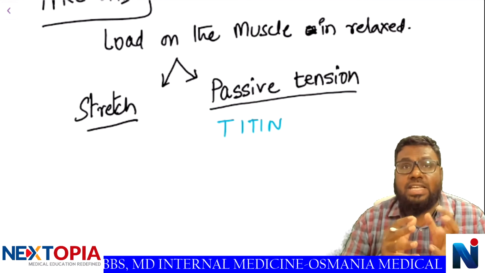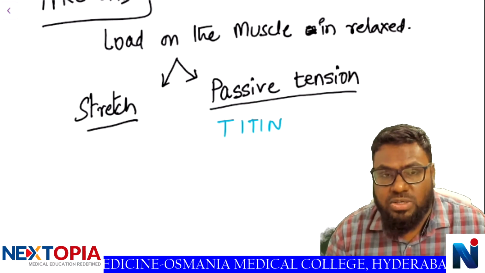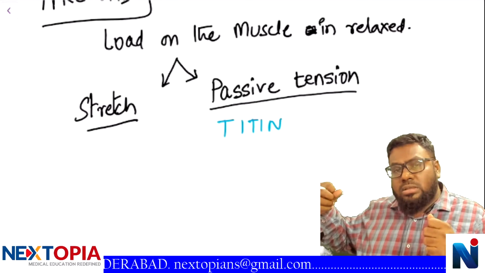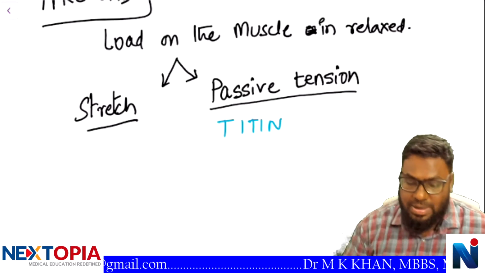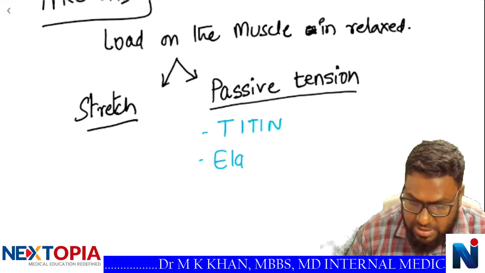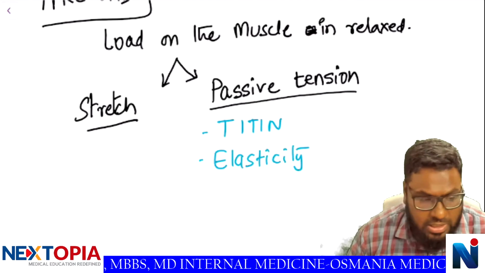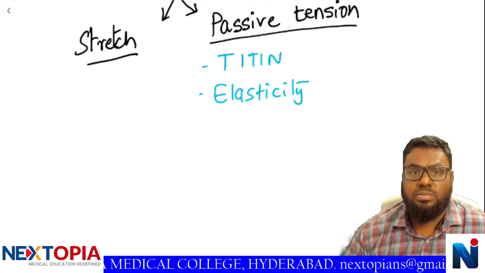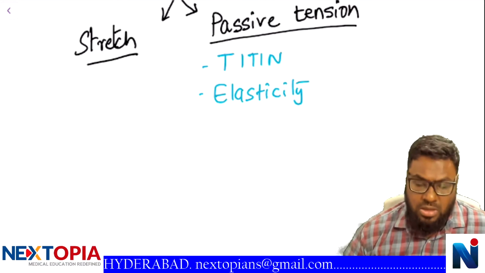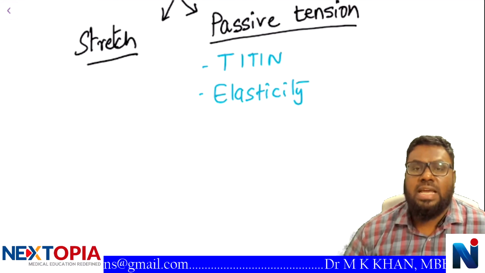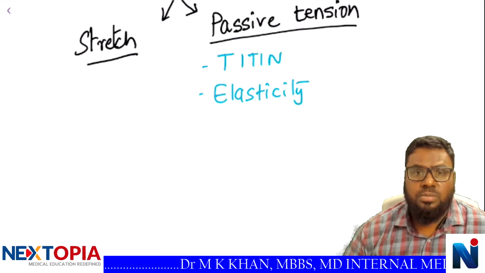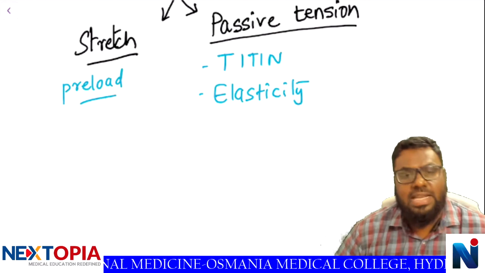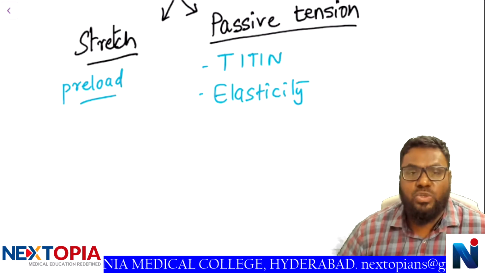Which protein is giving elastic nature to the muscle? It is titin. So please remember, the greater the pull, the greater will be the passive tension. So the passive tension is nothing but the elasticity. Please remember this part. Whereas for any stretch on the muscle, the greater the preload, the greater will be the stretch. So stretch and passive tension are directly proportional to the preload.